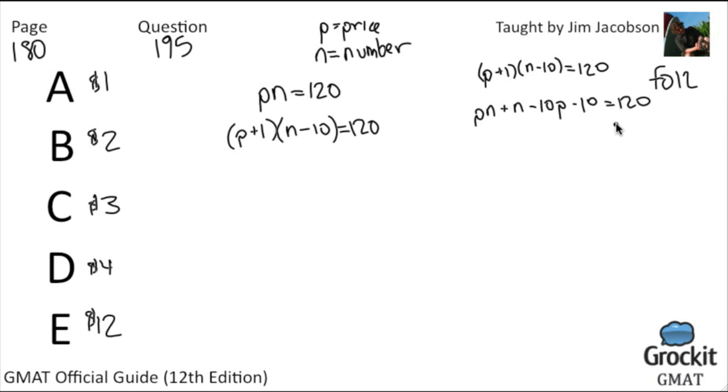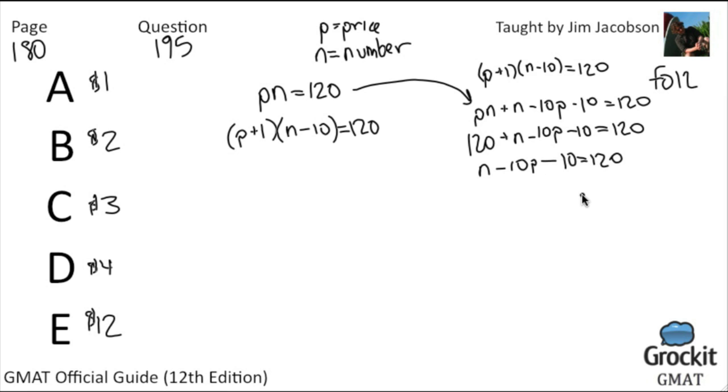So then we subtract 120 from both sides. Actually, let's not subtract 120 from both sides. One of the things that we can see here is that PN itself, this initial equation, can be substituted into our equation over here. We have a PN, so this 120 plus N minus 10P minus 10 equals 120. So now we can subtract 120 from both sides. We get N minus 10P minus 10 equals 0.